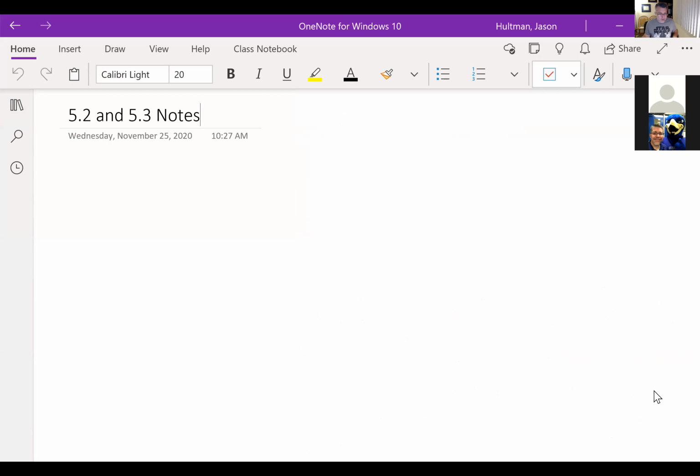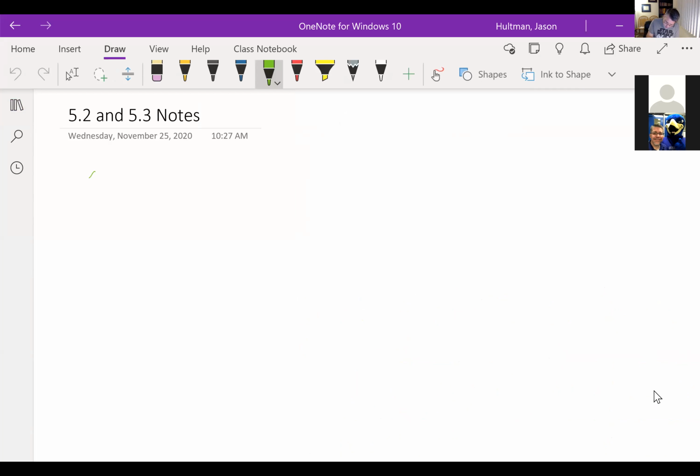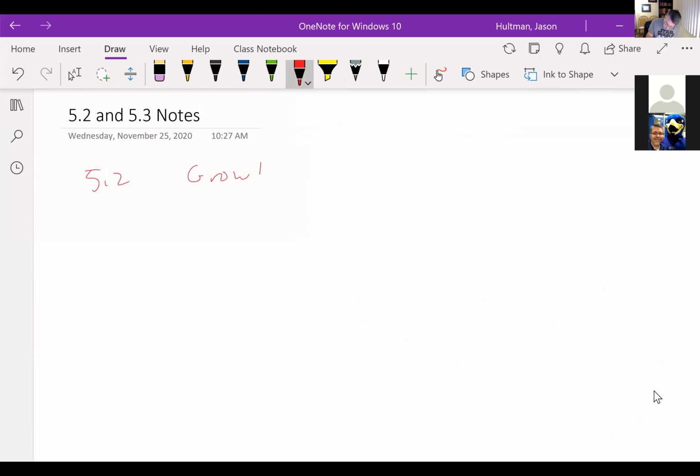We're live. Okay, 5.2 is on growth and decay. And we've seen growth and decay before, but now we're going to talk about the area under growth and decay models. So we're going to take the integral of some growth and decay models here.